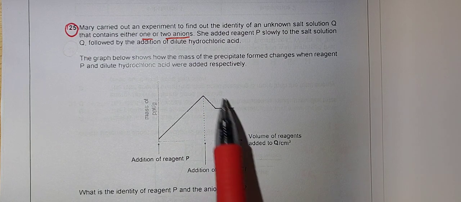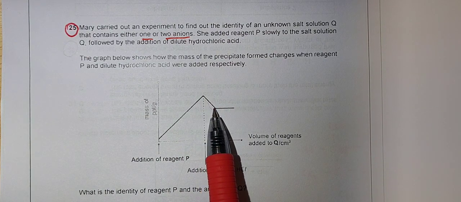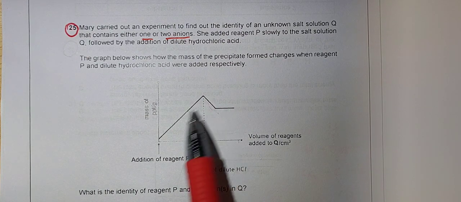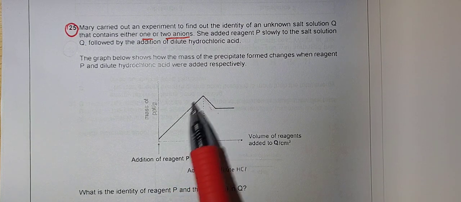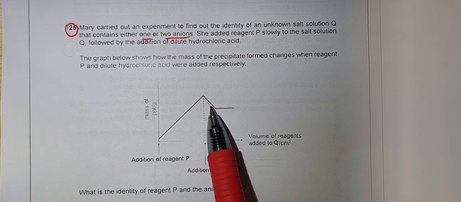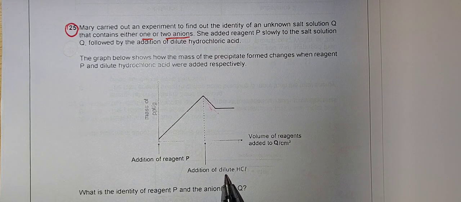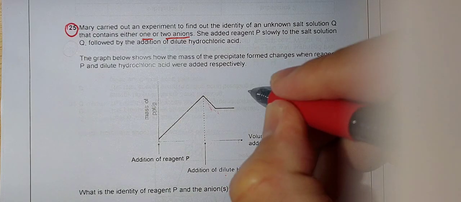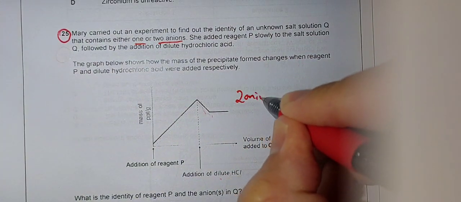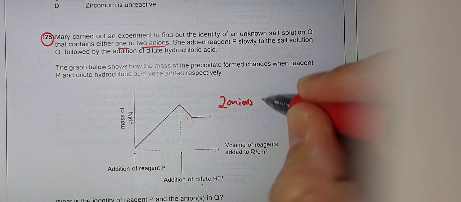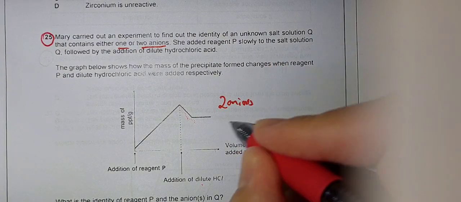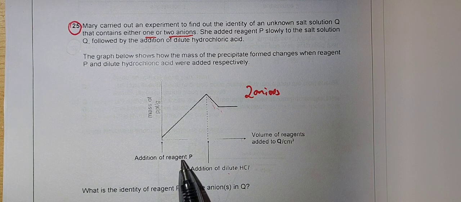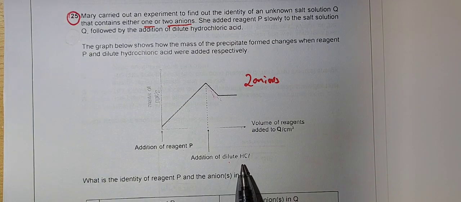When hydrochloric acid is added, the mass of precipitate drops, but it doesn't go to 0, which means that there must be 2 types of precipitate. One of the precipitates reacts with dilute hydrochloric acid, and then the other one doesn't react with dilute hydrochloric acid. So there must be 2 anions. Okay, and both the anions actually form precipitate with reagent P. And out of the 2 precipitates, one of the precipitates reacts with acid.